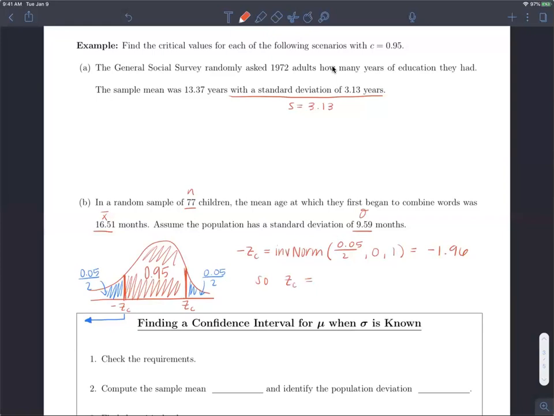How can I find z sub c without using inverse norm now? So think about why I'm allowed to say this is 0.05 over 2 and this is 0.05 over 2, right? I know that these two pieces are equal, are exactly equal. So what does that mean about these two values right here? What can I do to negative z sub c so that it equals positive z sub c?